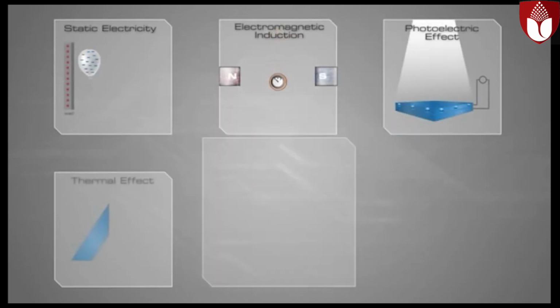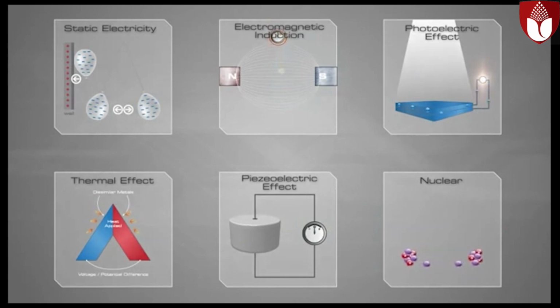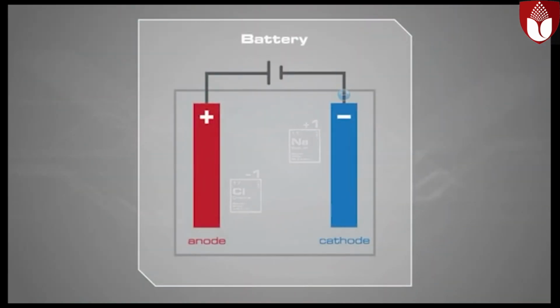There are 7 fundamental forms of electricity generation. All of these forms of electricity generation create an electromotive force, or EMF. One of the most commonly used forms of electricity generation is the electrochemical reaction, or better known as a battery.